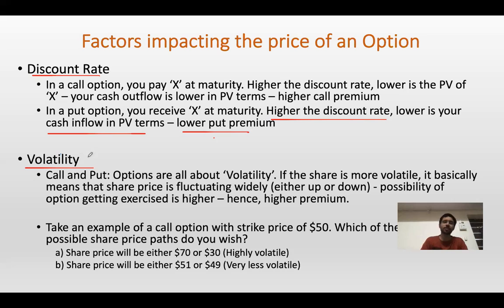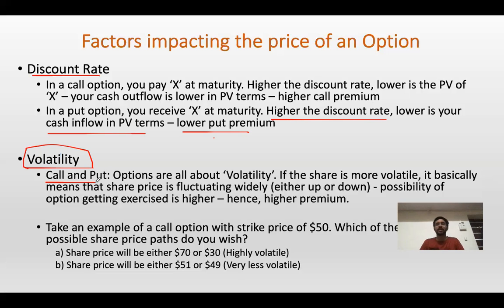Now coming to the most important one, which is volatility. Volatility, like time to maturity, has the same relationship for both call and put. Remember, options is all a game about volatility. This is the most important factor. I cannot stress how important this is, but options is completely a game of volatility. Let me set the rule first. Higher the volatility, higher is the call or put premium. Both have the same relationship. Higher the volatility, higher the call and higher the put premium.